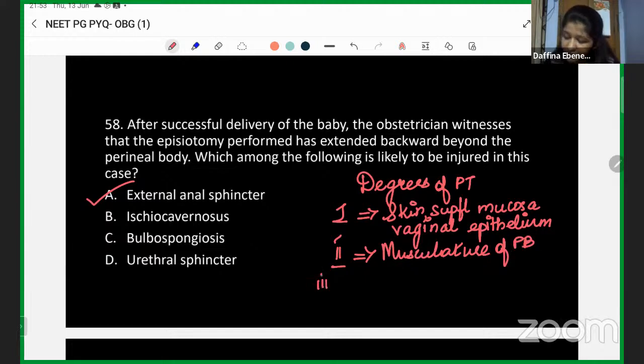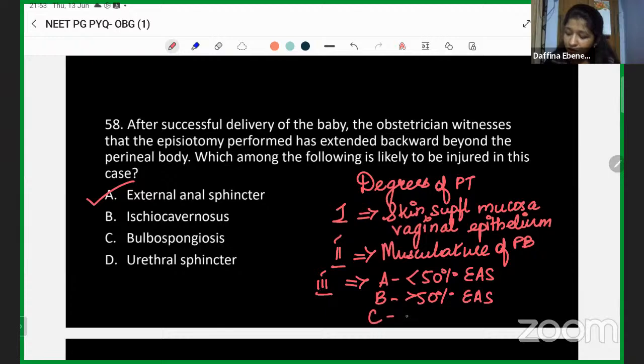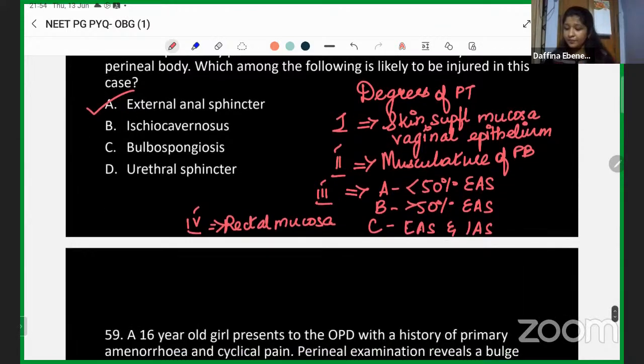Third degree perineal tear is when it is going to involve the anal sphincters. 3A is when it involves less than 50% of the external anal sphincter. 3B is when it involves more than 50% of the external anal sphincter. And 3C is when it involves both the external anal sphincter and the internal anal sphincter. What is fourth degree perineal tear? In addition to the anal sphincters, if your rectal mucosa is also involved, that is fourth degree perineal tear. These are the different degrees of perineal tear.